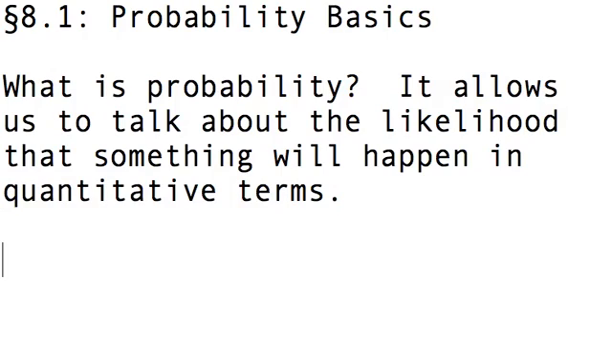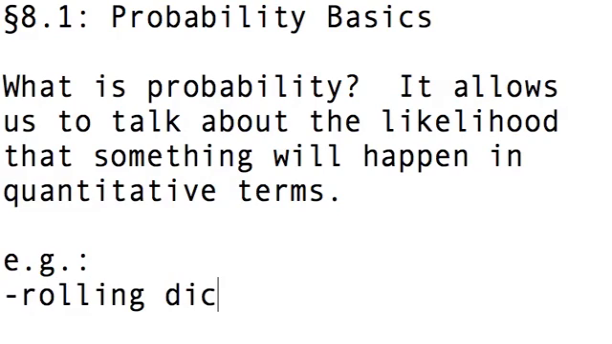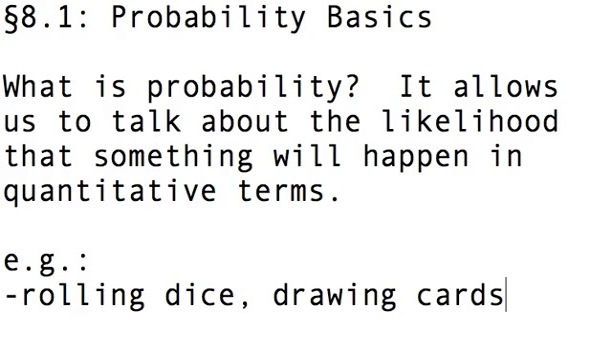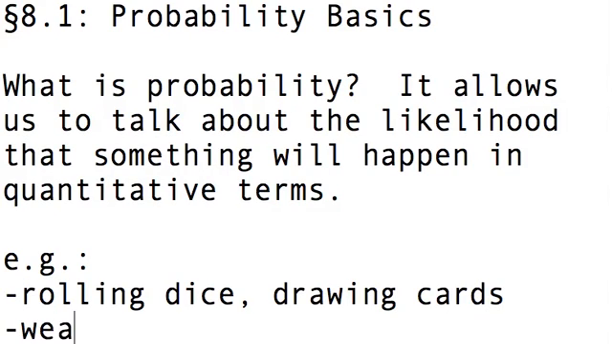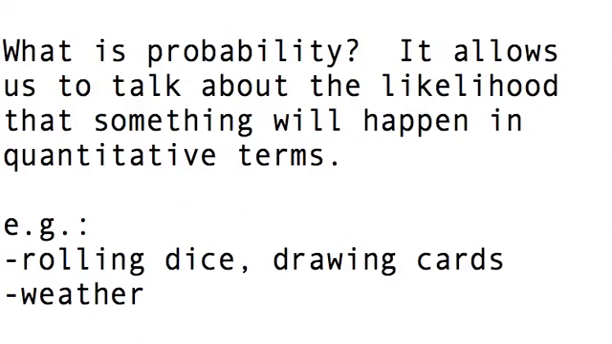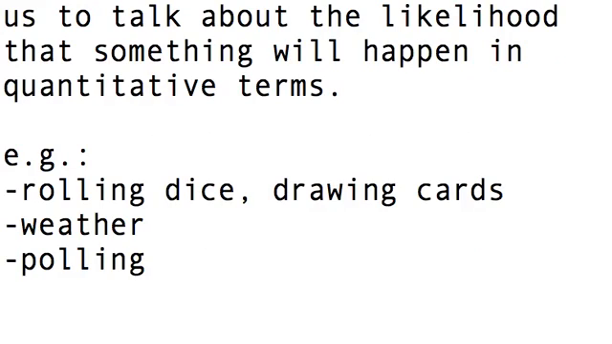Okay, so what sorts of things are we looking at? Well, examples of what we might look at are gambling-related things or playing games, like rolling dice or drawing cards. Or, oftentimes when you look at the weather report, you'll see a percent chance of whatever. Or random polling, when you ask people questions to get some information about what they think. You care about the likelihood that somebody's going to answer a given question a certain way.